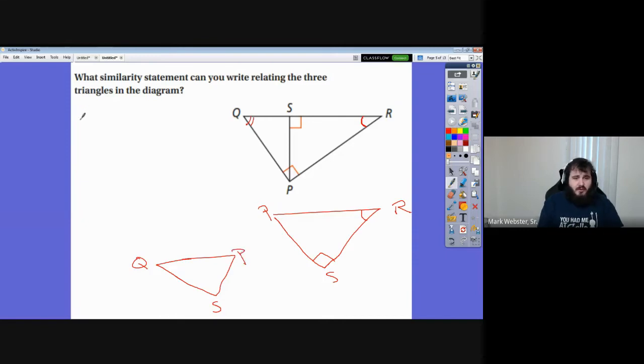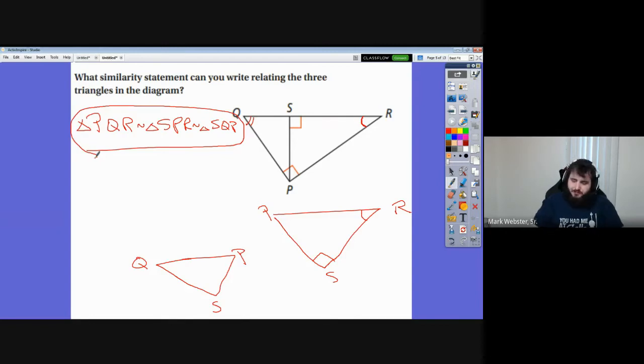So we're going to do the same exact thing, right? Triangle PQR. Well, what's that? What PQR? What's that on this one? Triangle SPR. What's the small one? Triangle SQP. As long as you're consistent across the board, you know that you're going to be fine. All right.